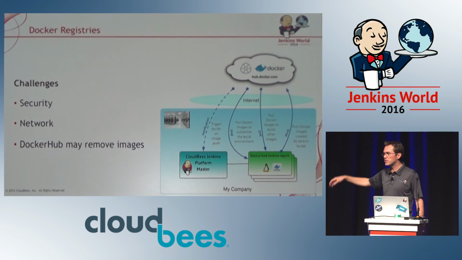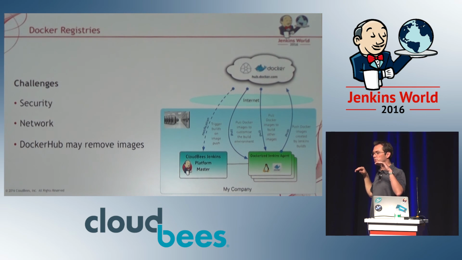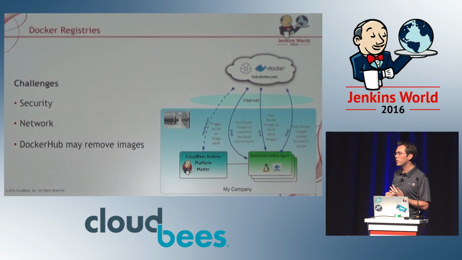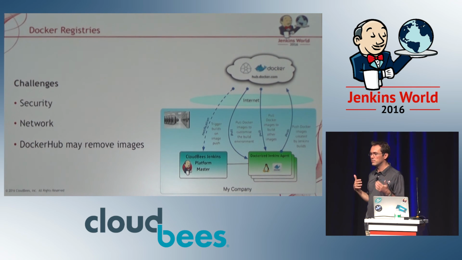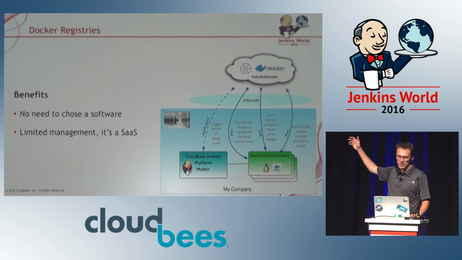The challenges that you may face are security, network, and sometimes, as I've said for the Oracle JDK image, Docker Hub may remove some images, and so your image may become invalid. So be careful if you inherit from images produced by somebody else, because you don't control what Docker Hub will do. It's not a difficult problem to solve, but you will have a lot of benefits.